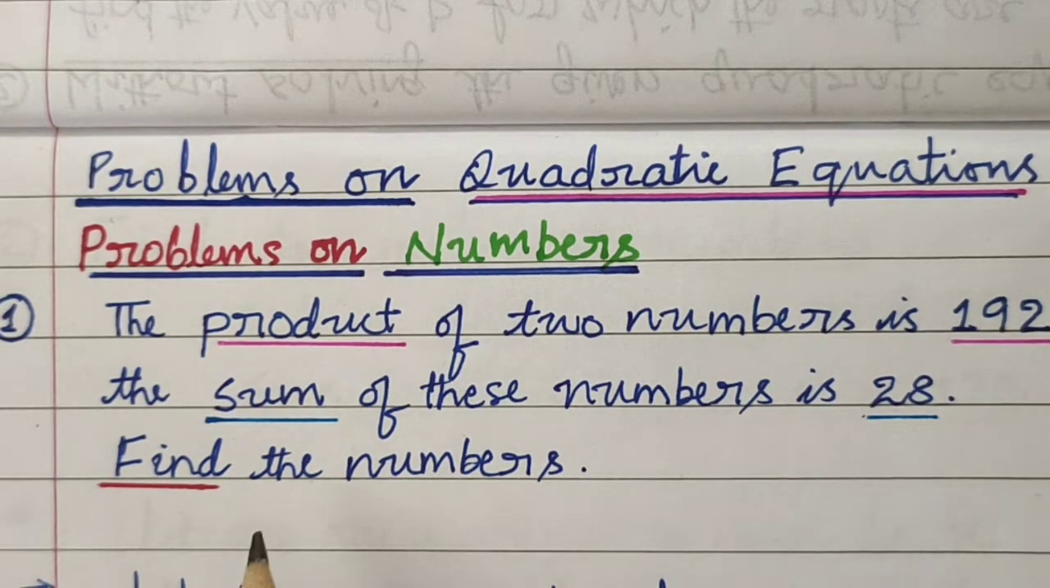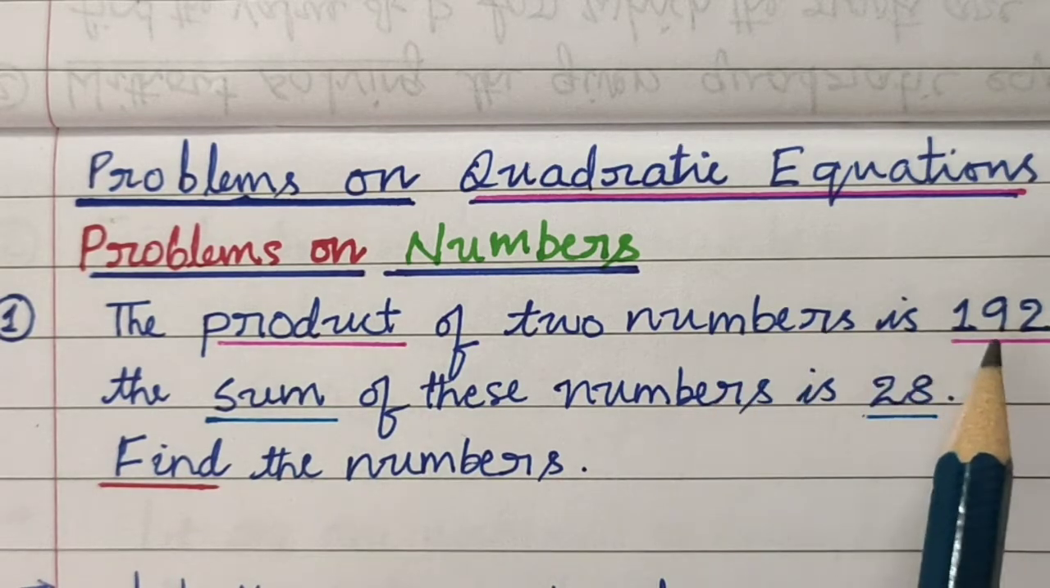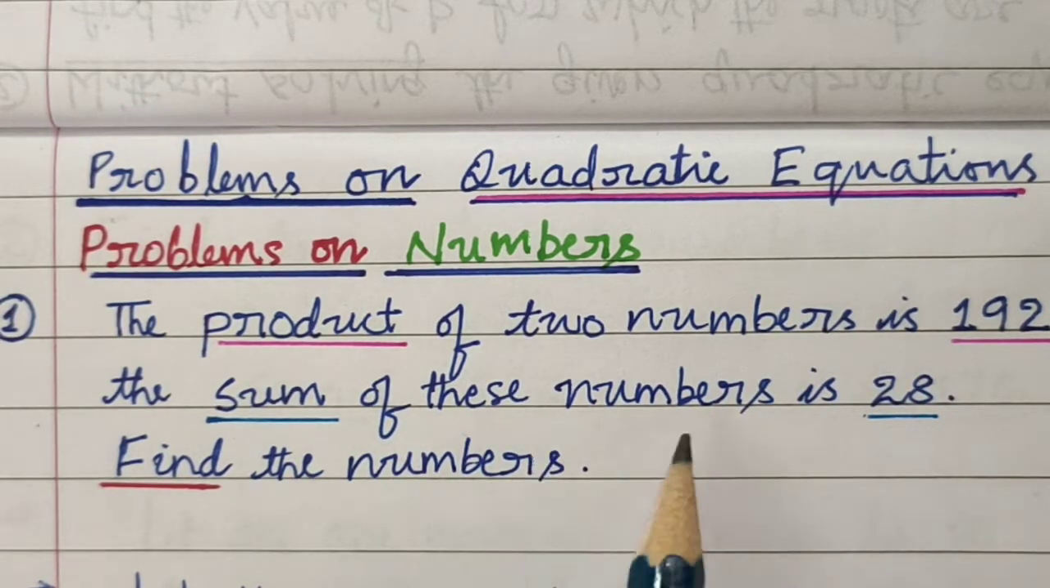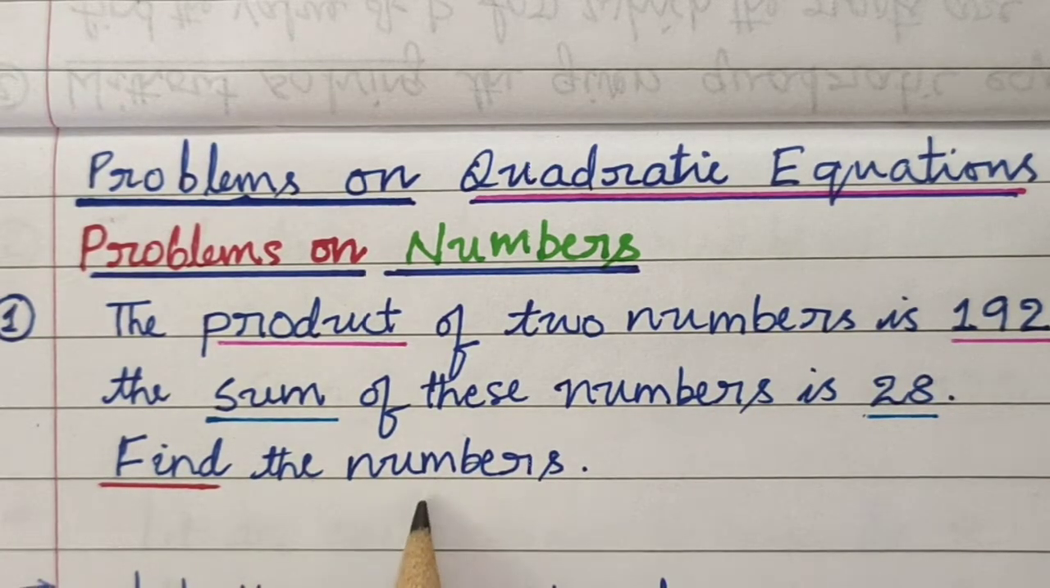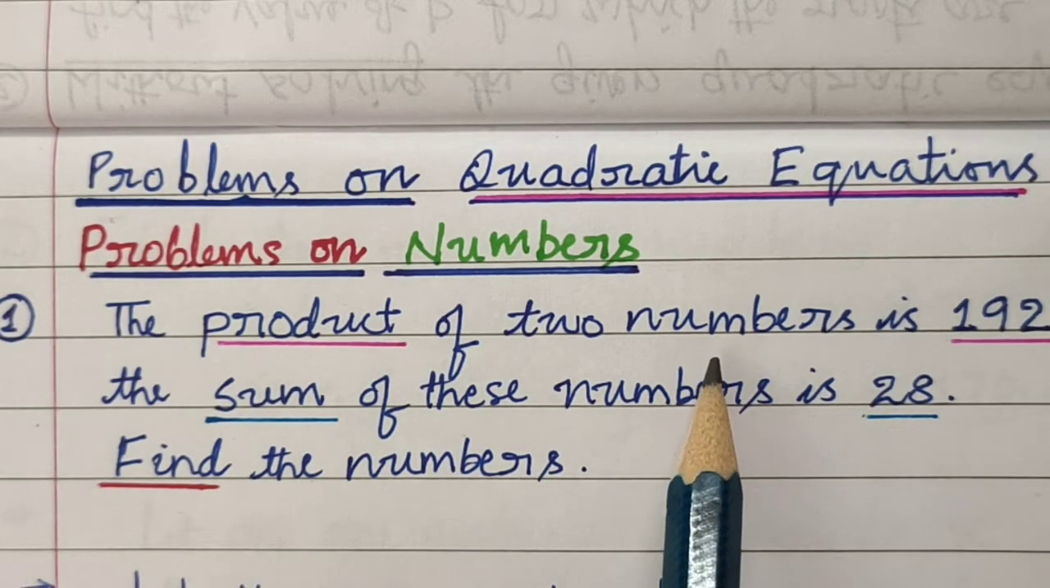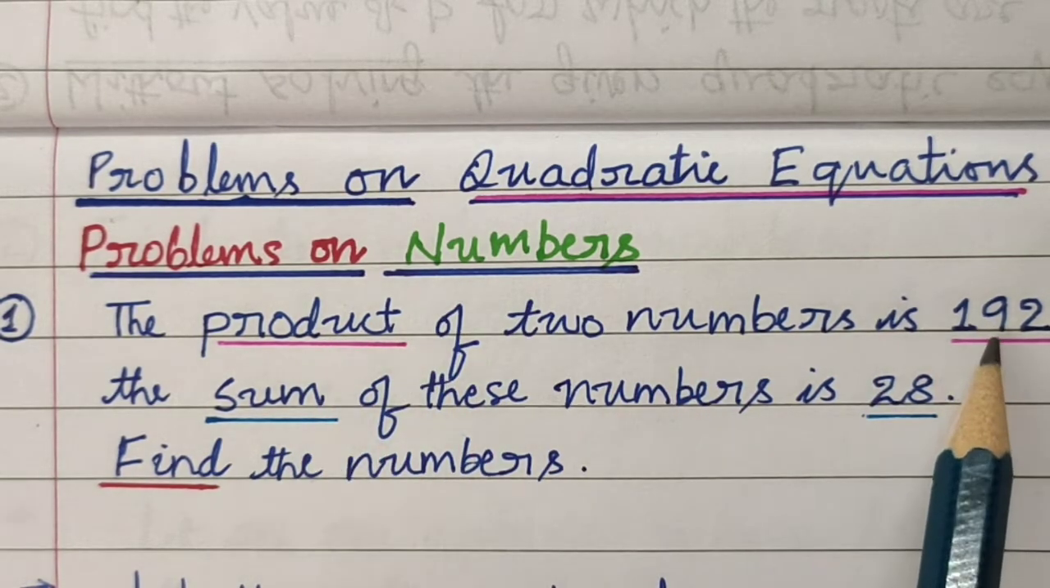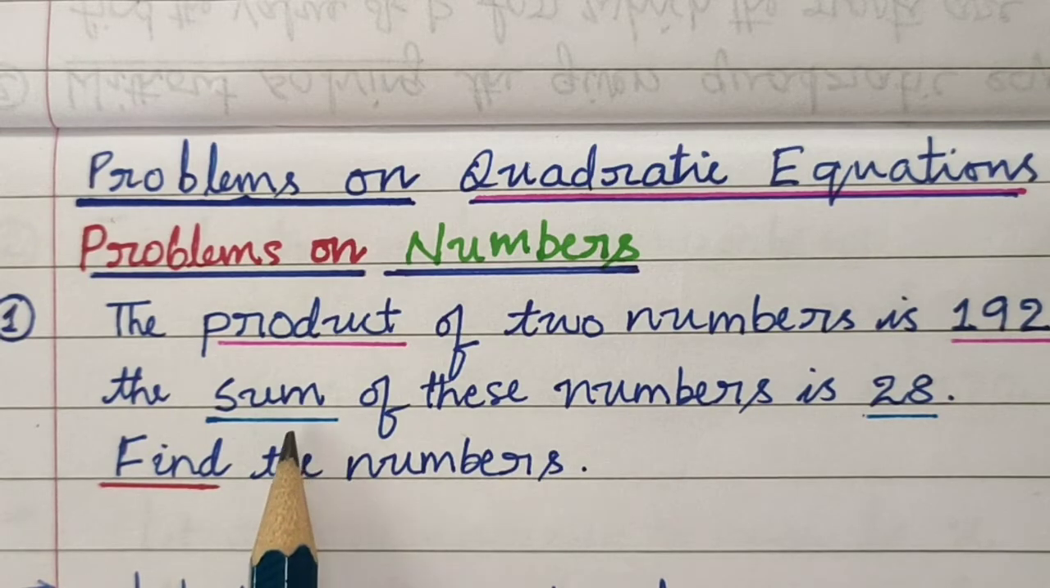Let us get into the first problem. The product of two numbers is 192 and the sum of these numbers is 28. Find the numbers. There are two numbers. When the product of those two numbers is 192, when you add those two numbers, we are getting 28. We need to find out what are those two numbers.